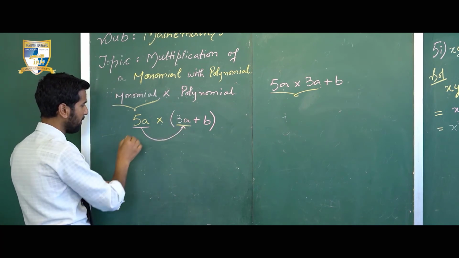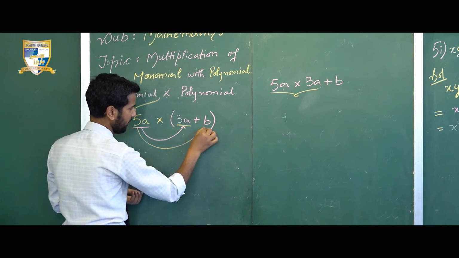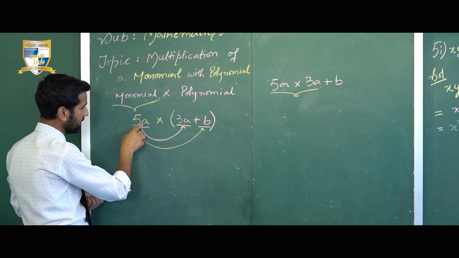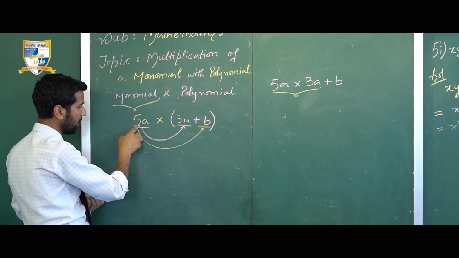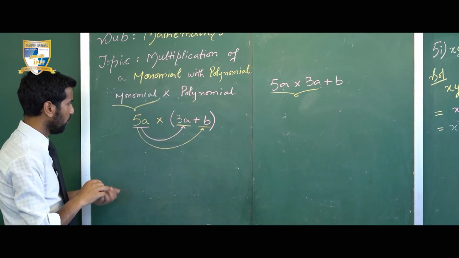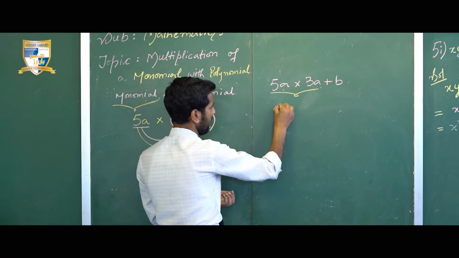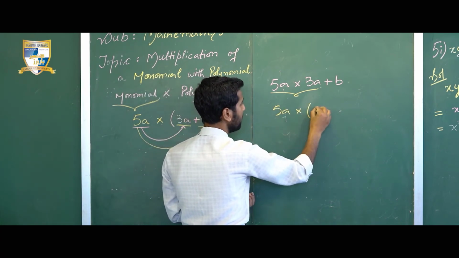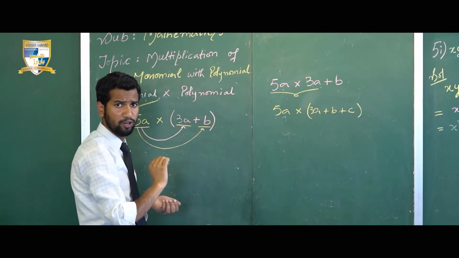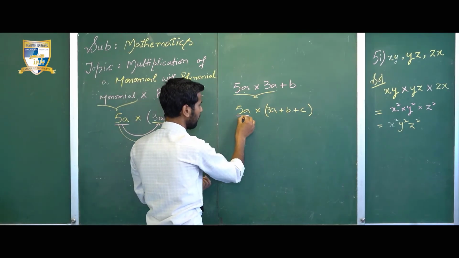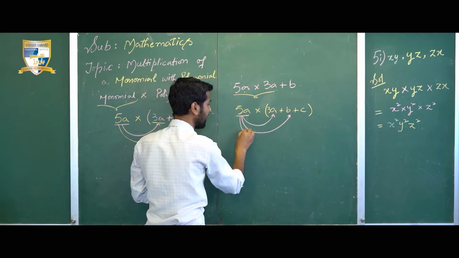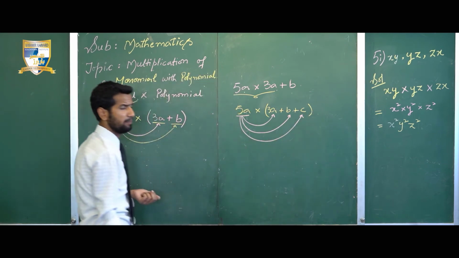And then we are going to multiply this 5a with b. So we are multiplying this 5a first with 3a, and then we are multiplying this 5a with b, distributive property. So for example, if it was 5a multiplied with 3a plus b plus c, this time we have a trinomial. So this time what we are going to do here, once again we are going to multiply this monomial with each and every term in the brackets.